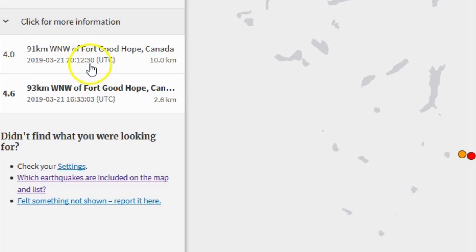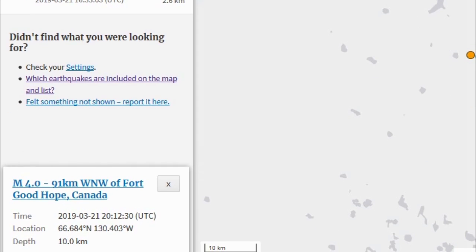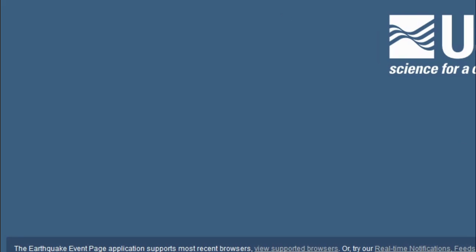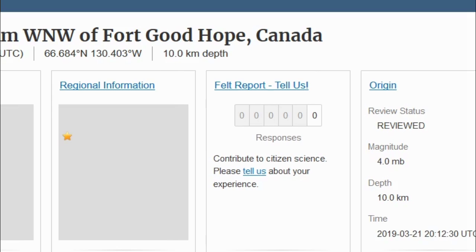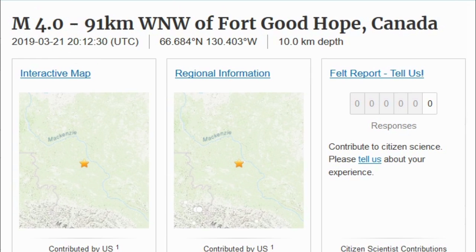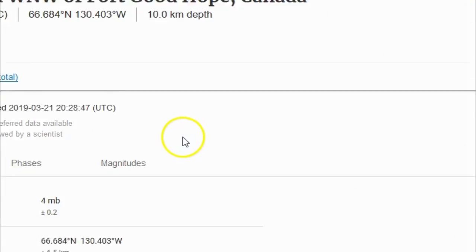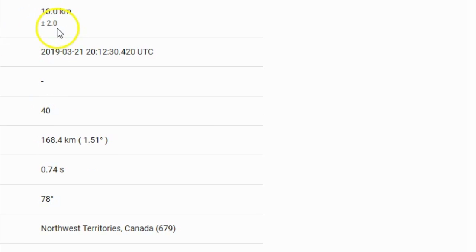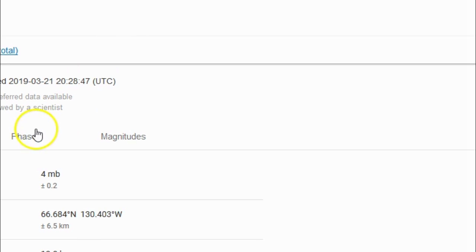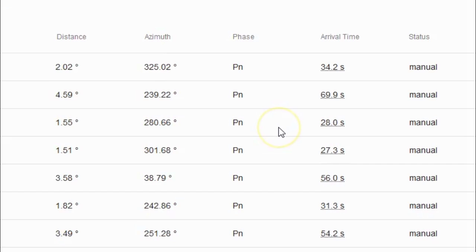The magnitude 4.0, which just recently struck in the past hour as of 1:34 p.m. Pacific time, March 21st, 2019. Let's click on it. Doesn't look like anybody felt it or anything. I doubt they have a moment tensor, but let's just check the event page anyways, just real quick. So again, 4.0 at 10 kilometers in depth. Again, I do not believe the depth is correct. They state it is correct, plus minus 2.0 kilometers. That's what they say, but I'm still thinking it's much different than that.